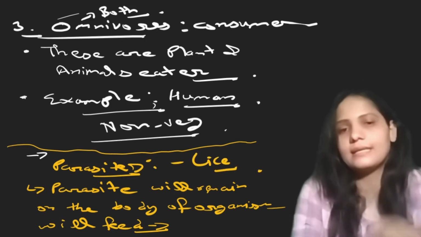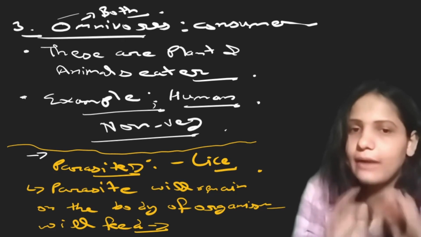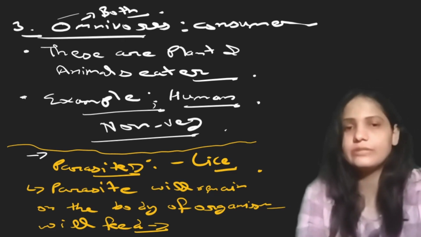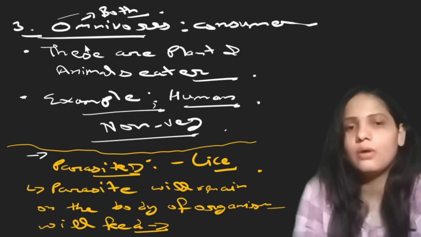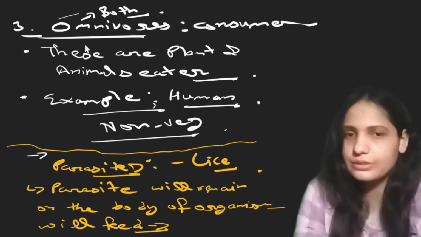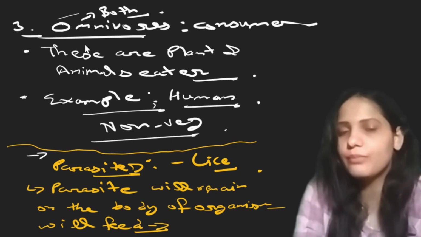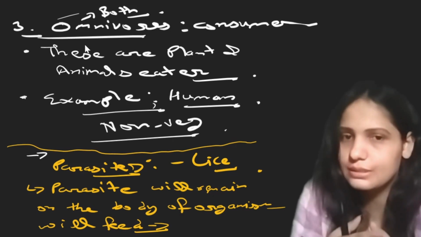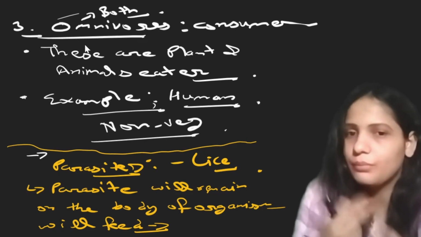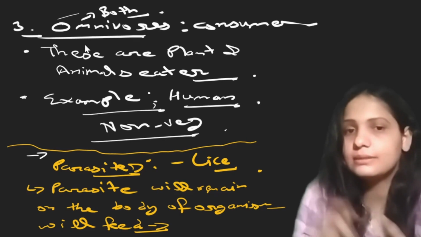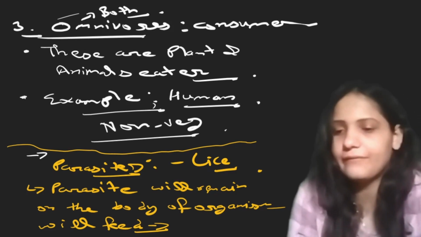Parasites live on the body of a host, and from that organism they get their food. The example is lice. Now you know the different types of consumers. So with this we have discussed the biotic components of the ecosystem. What are the biotic components we have discussed? We have discussed producers, we have discussed consumers. In consumers we have discussed herbivores, carnivores, omnivores and parasites. We have three types of biotic components: producers, consumers, decomposers. Now we are left with decomposers.